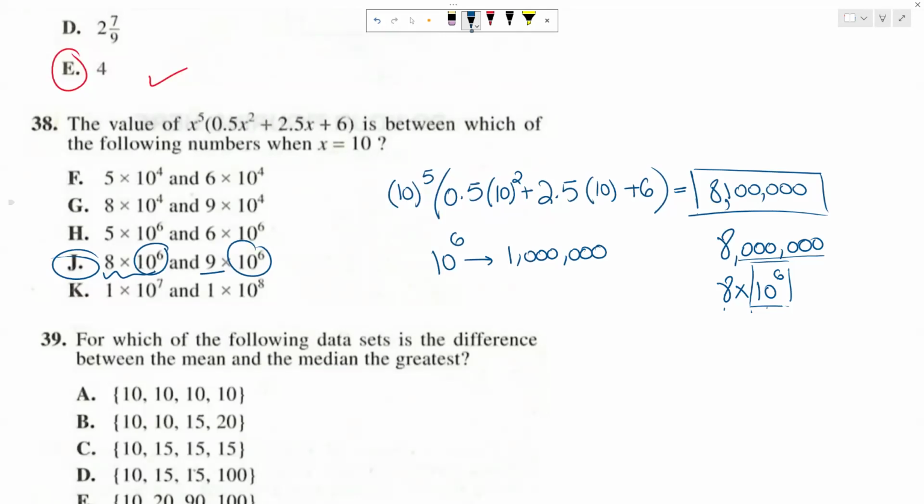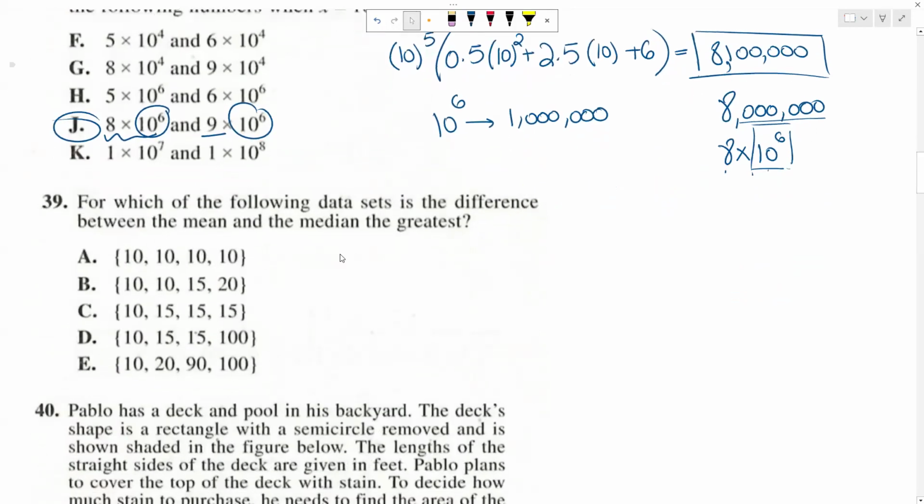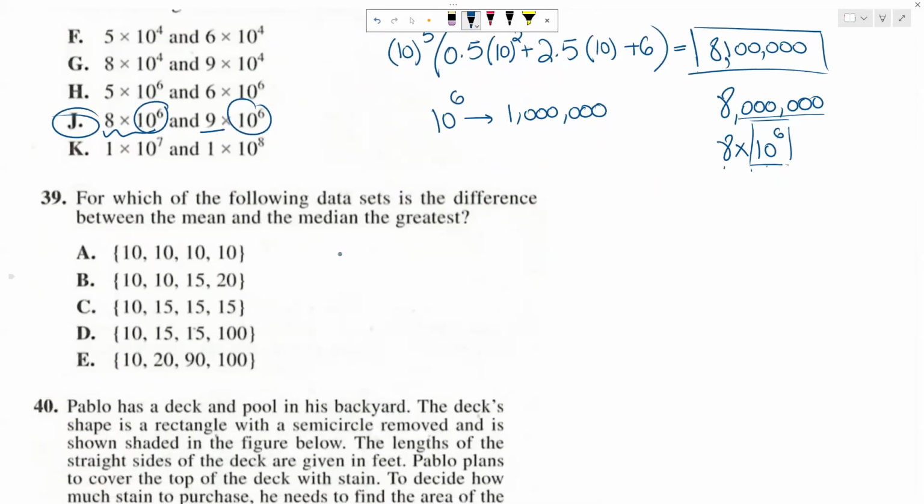Right. For which of the following data sets is the difference between the mean and the median the greatest? Okay, a few things to note. When I have a set of numbers that has exactly the same numbers, like the first six, then the mean and the median would be equal to each other. That's if the numbers are all the same.